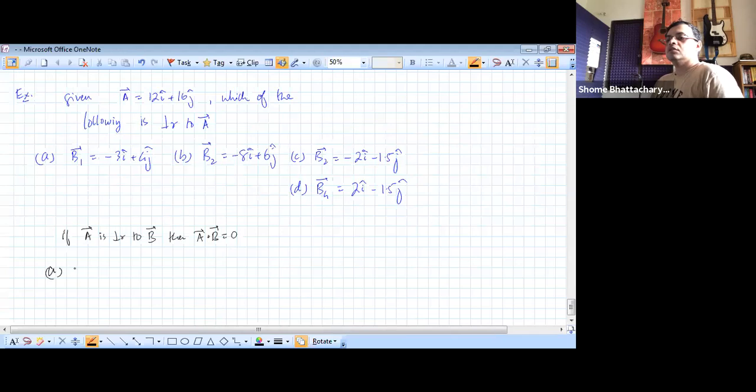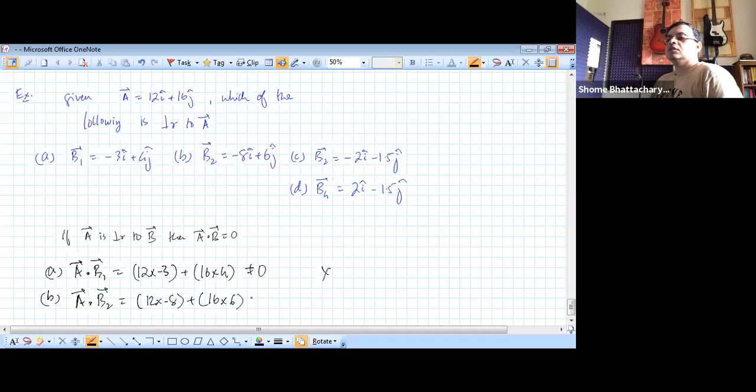So in the first case, E dot B1 कितना हो जा रहा है? It is 12 into minus 3 plus 16 into 4. So you can definitely see this is not 0. So this is not perpendicular. But in the second case, you can see E dot B2 will come out 12 into minus 8 plus 16 into 6. That is in fact 0. Okay, so that means yes, B2 is perpendicular to E.